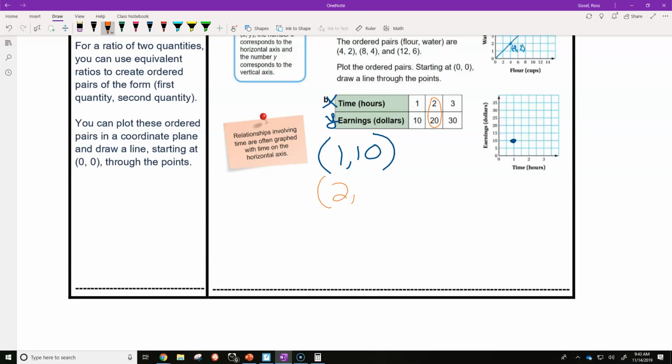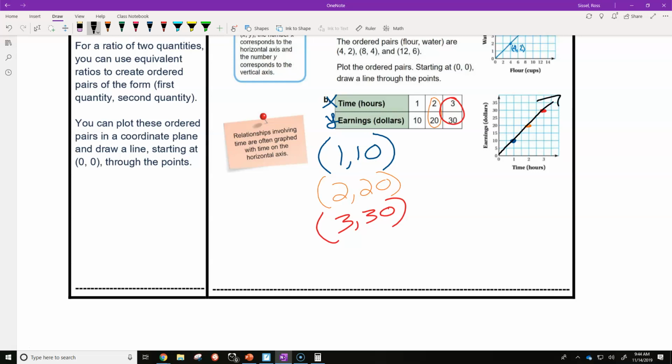So I'm going to write this down. This is what you are going to have to be doing today. 2, 20, for 4 coolness points, which are not worth anything. Great. What's my third one? 3, 30. Over 3, up 30. What do I do once I have 3 points? Hudson? Draw a line with an arrow.